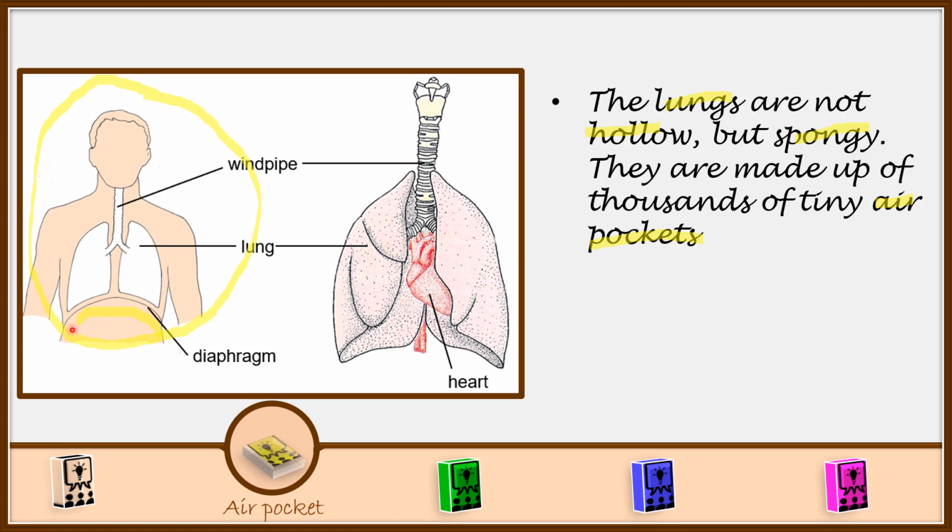Now in between the lungs, that's where we have the heart. Below that, there is a curve here. This curve is where the diaphragm sits. That is the separation of the thoracic region and the abdominal region.